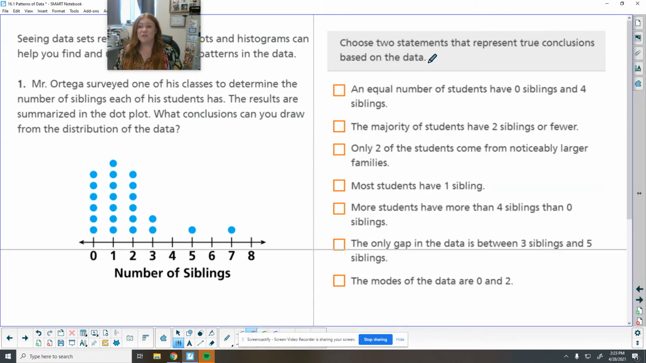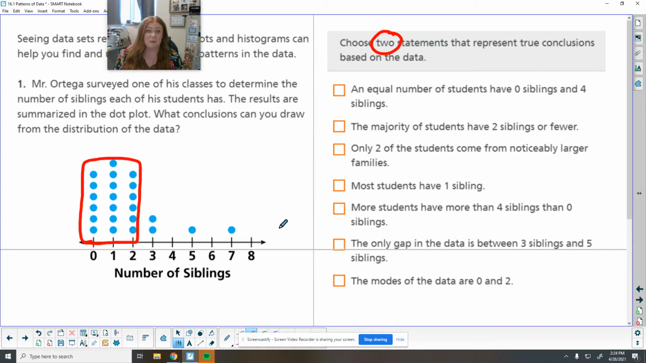Okay, so our last one, we just want to decide which of these are true. An equal number of students have 0 and 4. So 0 and 4, is that true? Are there equal amounts of dots above that? The majority of students have 2 or fewer siblings, so 2 or less. Is that most of the dots in this section? Again, we're looking for 2 of these that are true. Only 2 of the students come from noticeably larger families.